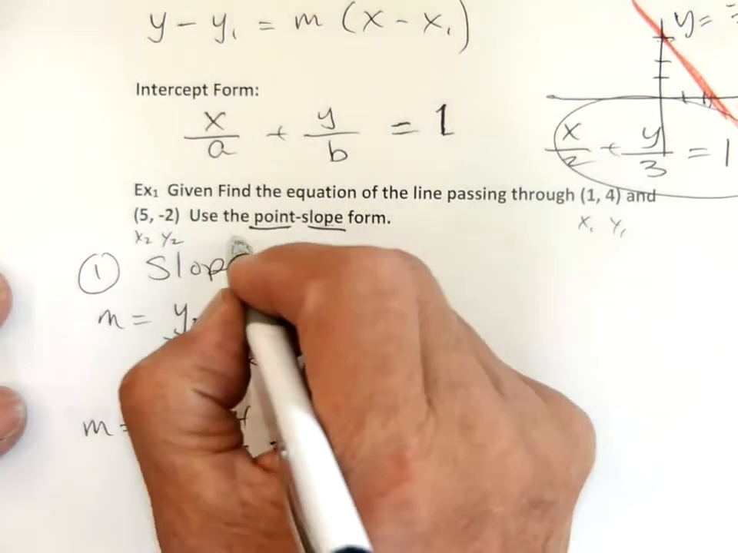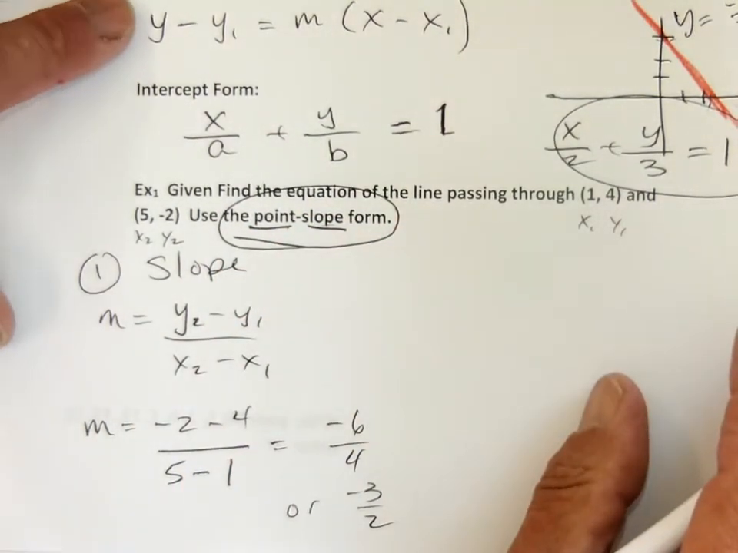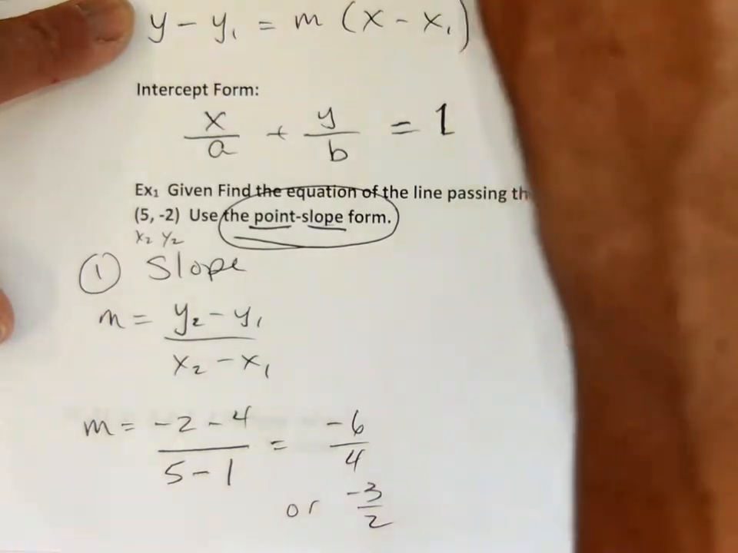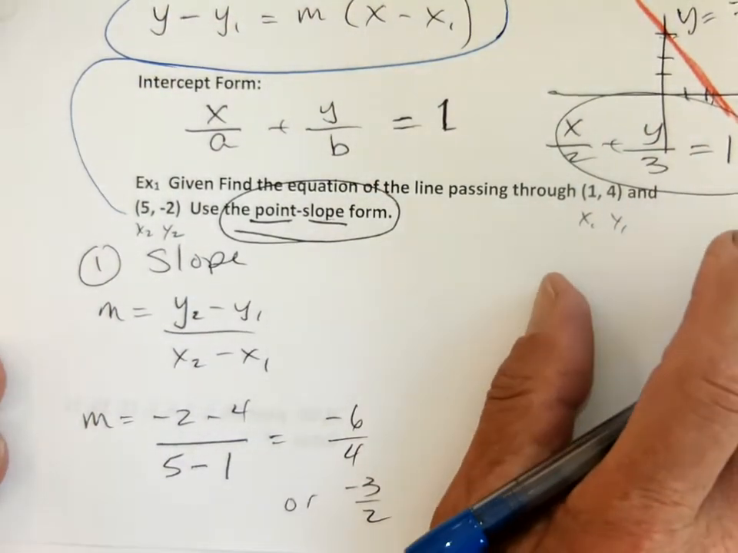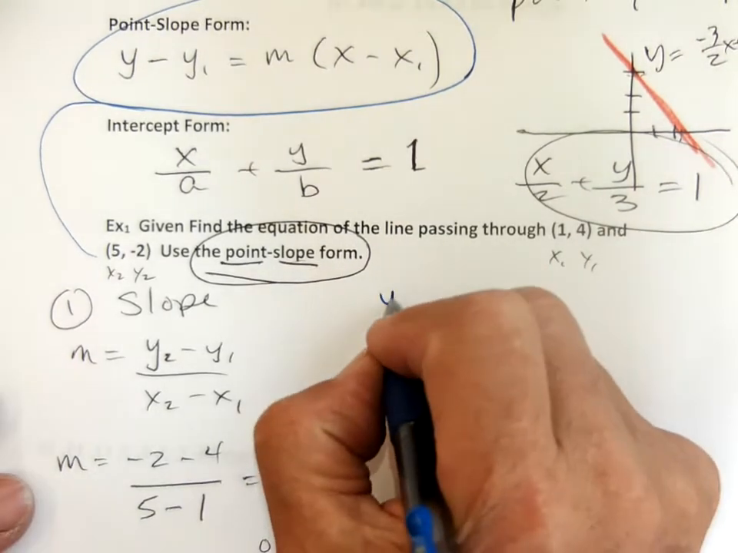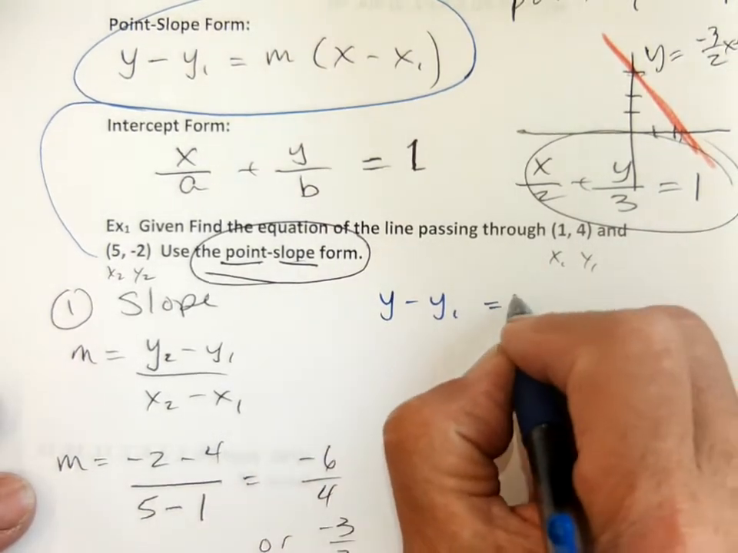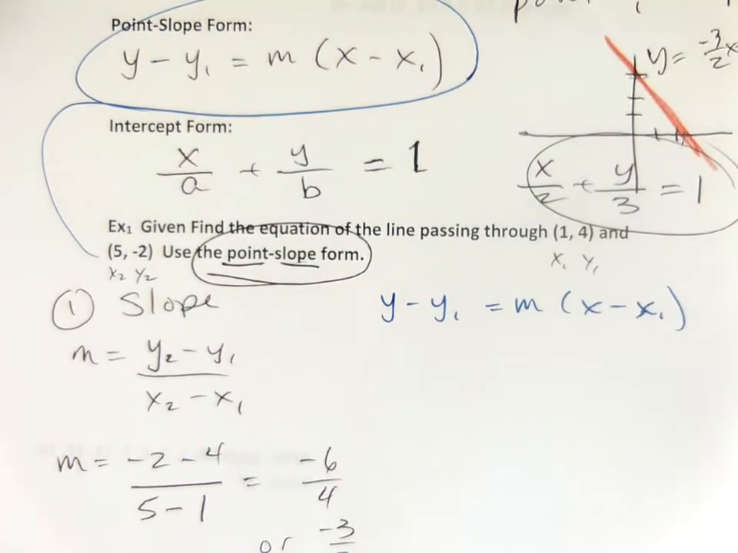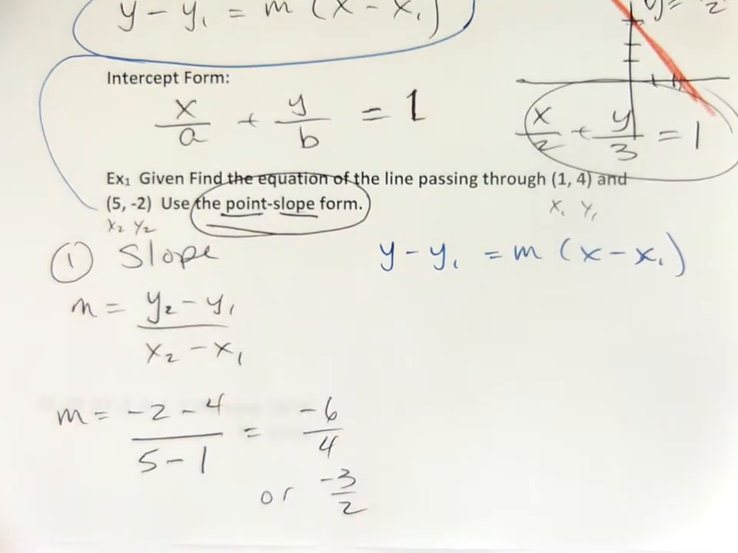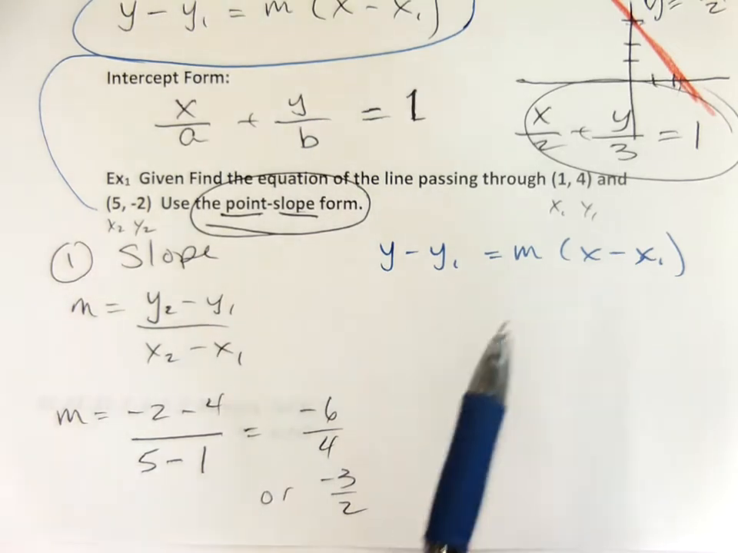Now, we want to use the point slope form. So, okay, point slope form is this one. So I actually want to use that formula, okay? So I'm going to write it down. I use my y minus my y1 equals my m times my x minus my x1, okay? Now it gets pretty easy. I'll put my negative 3 halves here.